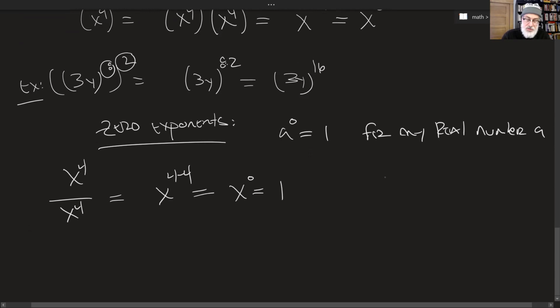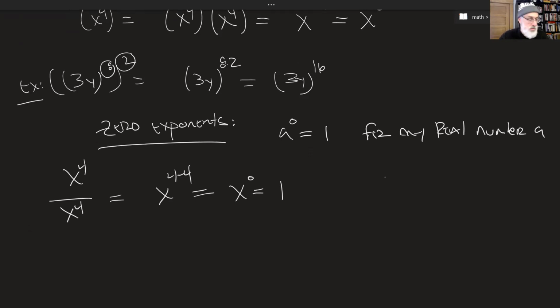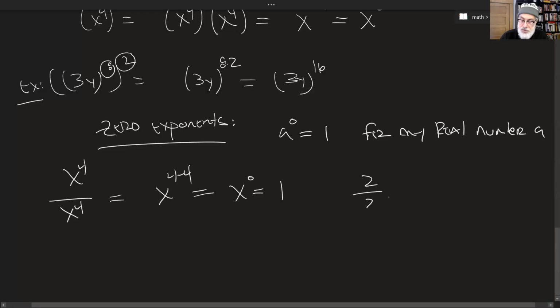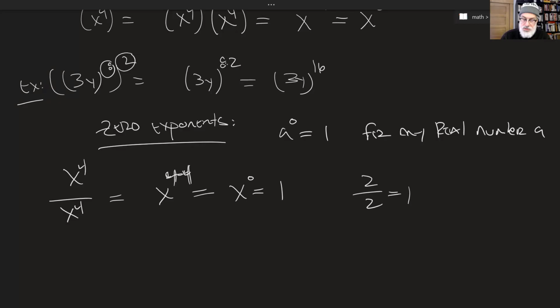Now, it should be obvious from the left that something divided by itself is always 1. In other words, 2 divided by 2 is 1. X to the fourth divided by x to the fourth is 1. But here's a more interesting reason why that's true in this case, because we'll have an exponent of 0.